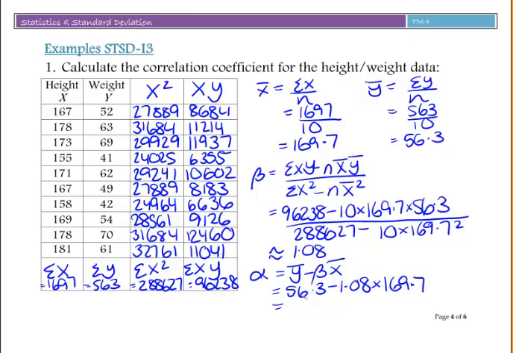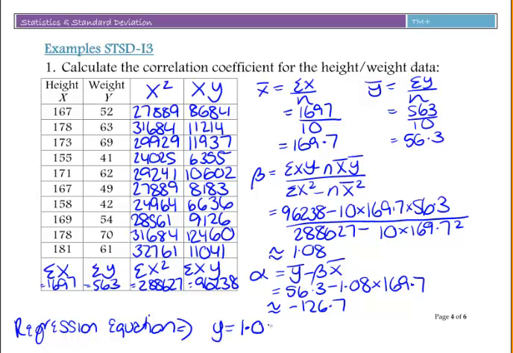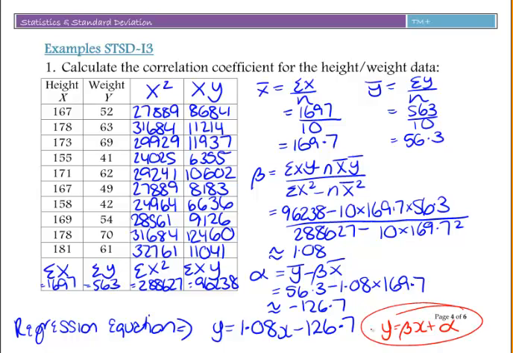So when you enter in this next line, go 56.3 minus answer, so you're using the exact value, times 169.7, and you get approximately negative 126.7. So the regression equation becomes y equals 1.08x minus 126.7. That's because my regression equation is beta x plus alpha, or alpha plus beta x, same thing.